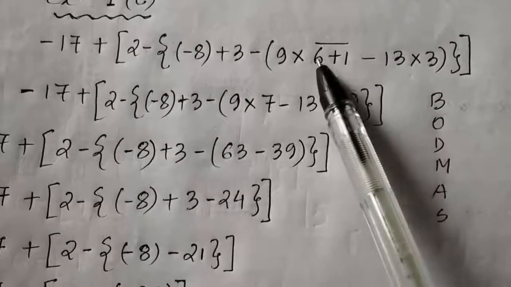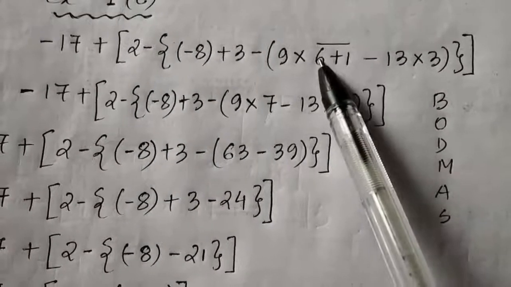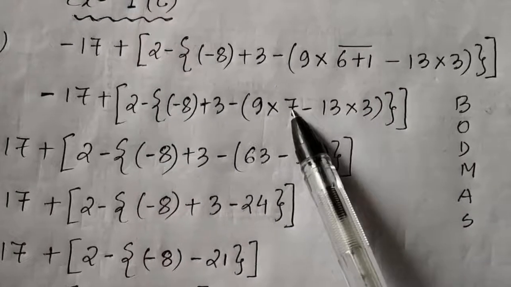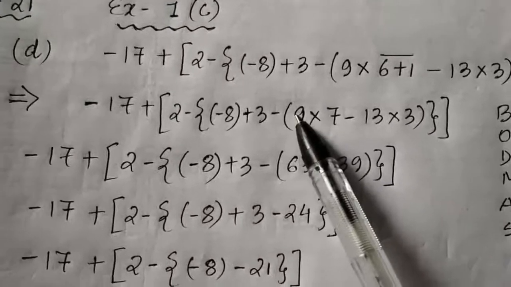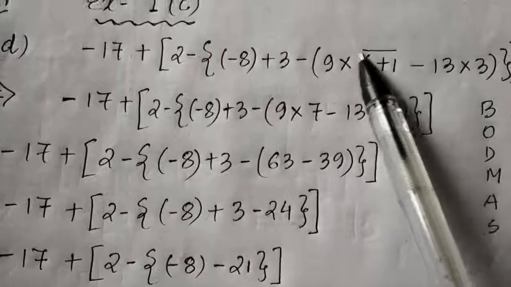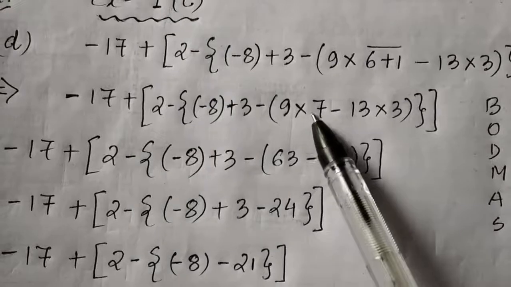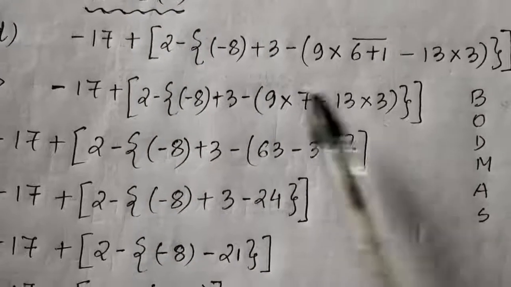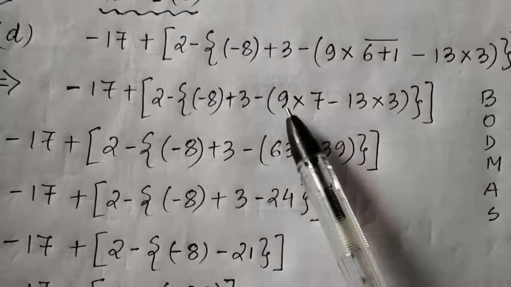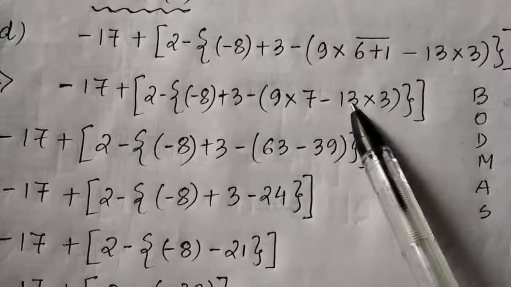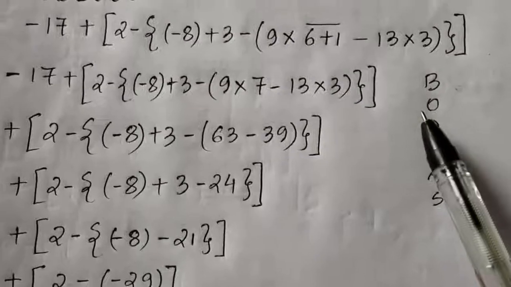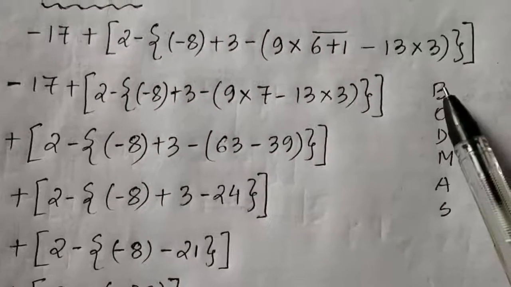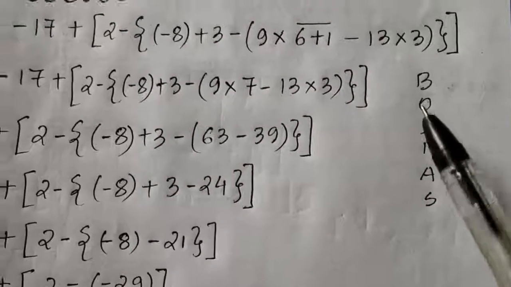So inside the line bracket we have 6 plus 1. First we will solve this 6 plus 1, and 6 plus 1 is 7. In the next step we have written everything as it is, only this line bracket is solved. Now next you have to solve this small bracket. Inside the small bracket we have 9 into 7 and 13 into 3, and in the bracket we have this subtraction sign also.